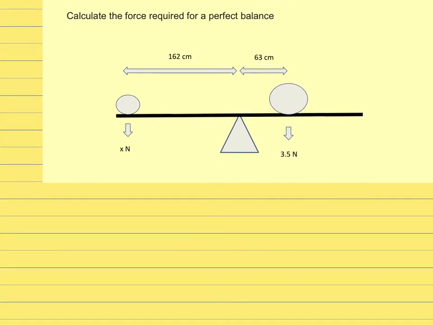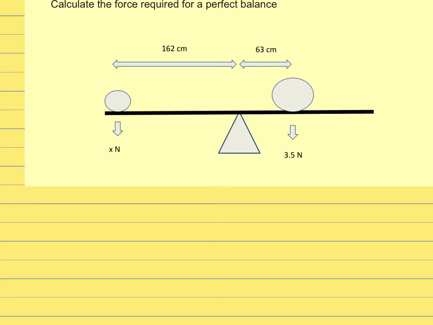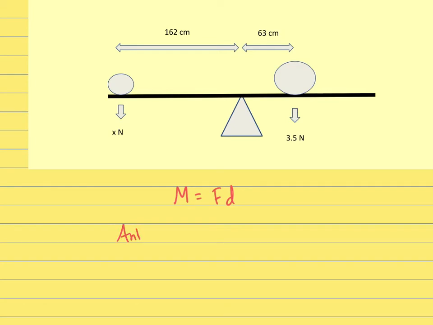workings out right now. So I'm not going to draw the diagram this time. I'm just going to remind myself of the formula. And this can be found right at the bottom on page 2. M equals FD. Then I know the anti-clockwise moment is equal to the clockwise moment. So this is going to equal this.